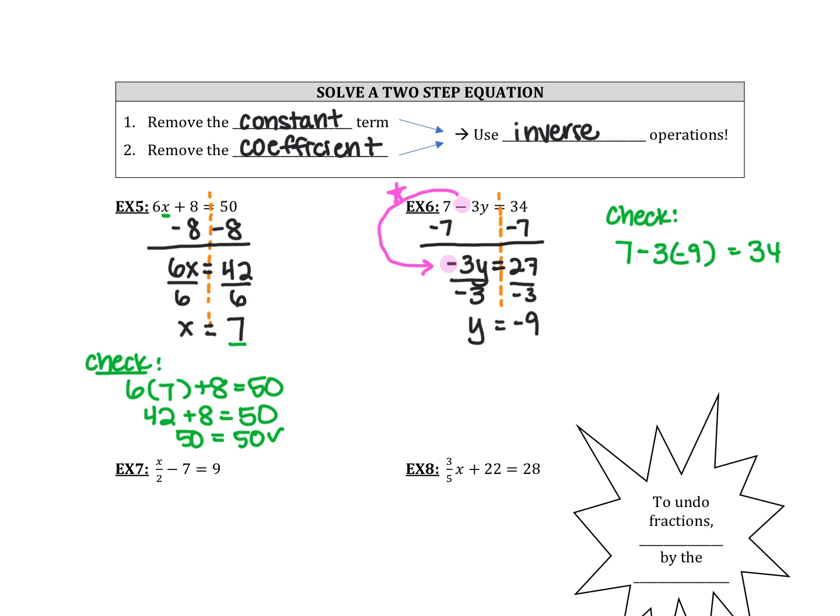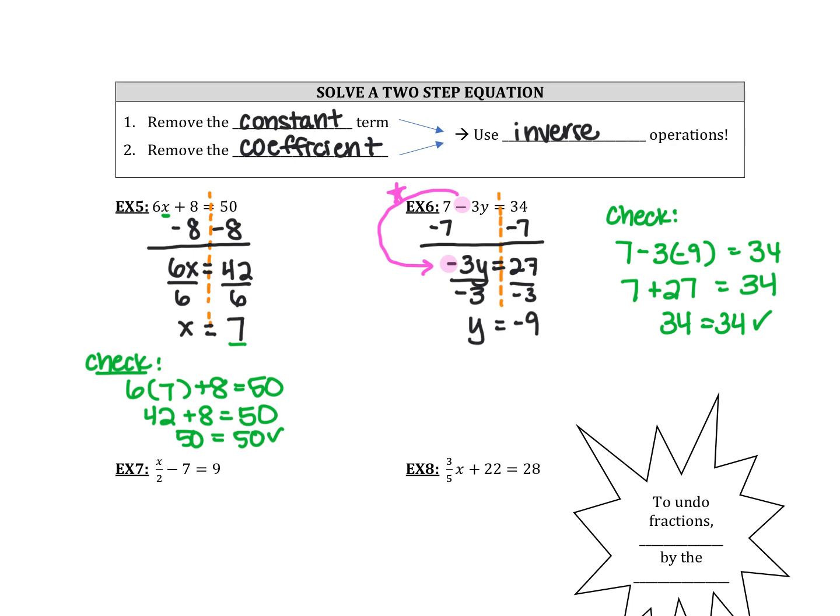And I get 7 minus 3 times negative 9. What happens when I multiply a negative by a negative? That's right, we get a positive, so we would get 7 plus 27 equals 34. And 7 plus 27 is in fact 34, so both sides are equivalent. So I know my answer is y equals negative 9.